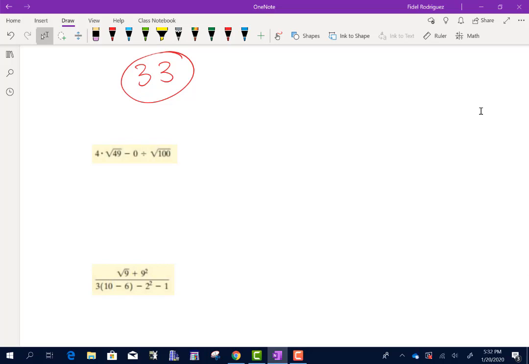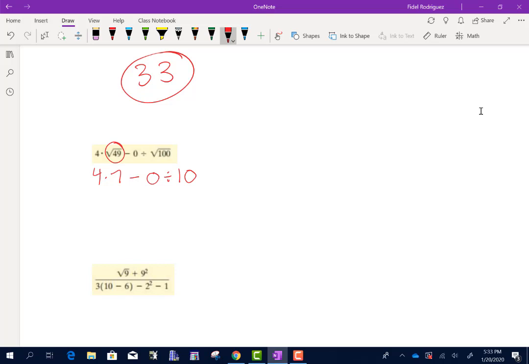So let's take a look at the third problem that we have here. Again, I don't have any parentheses, but I do have square roots. So we're going to write it out. 4 times, well, the square root of 49 is 7, minus 0 divided by the square root of 100, which is 10.